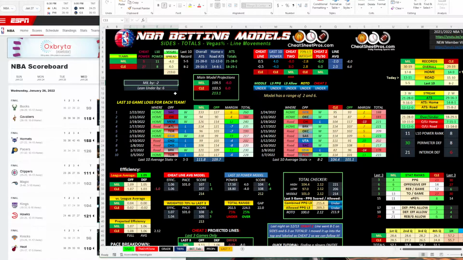So when you're looking at this, the side, we're saying Milwaukee -6. They're laying 4. You know, that's not enough for me, so I'm going to go ahead and fade that. Now, if you're looking at totals, this says lean under by 6. So that would kind of jump out at me. So the total was 219. We had 213, so a difference of 6. So we want to jump over and look at the trends.